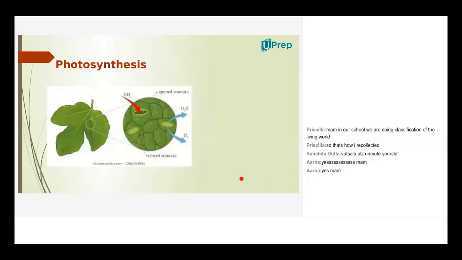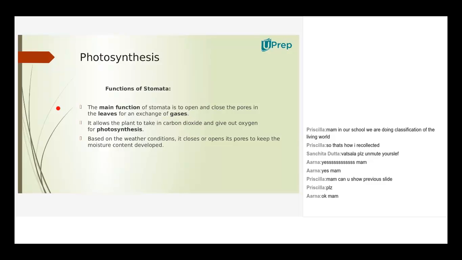Okay. Now, tell me something. What is the role of stomata in photosynthesis? The carbon dioxide enters the plant through stomata, and stomata also help in transpiration. Very good. Excellent. So at what time is the stomata closed and when is it open? Ma'am, it opens mainly during the day and closes in the night. Okay.